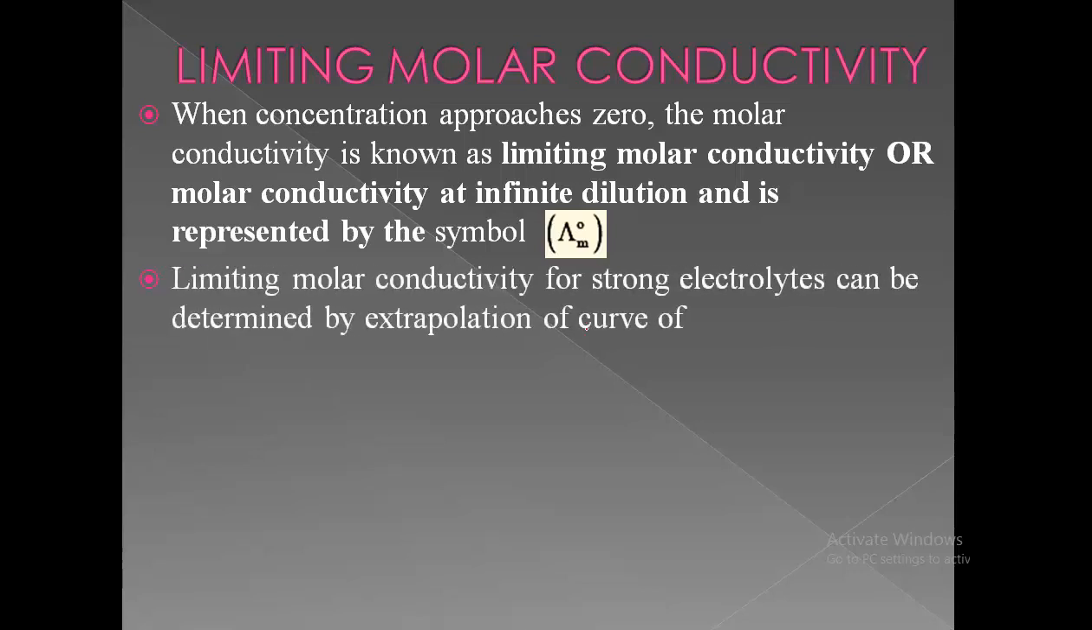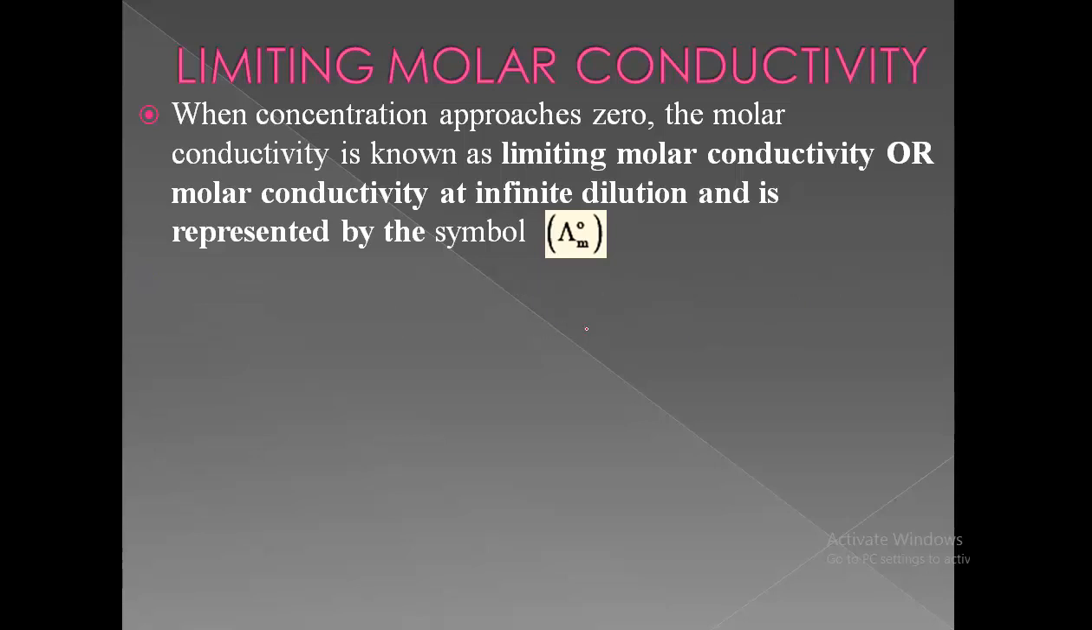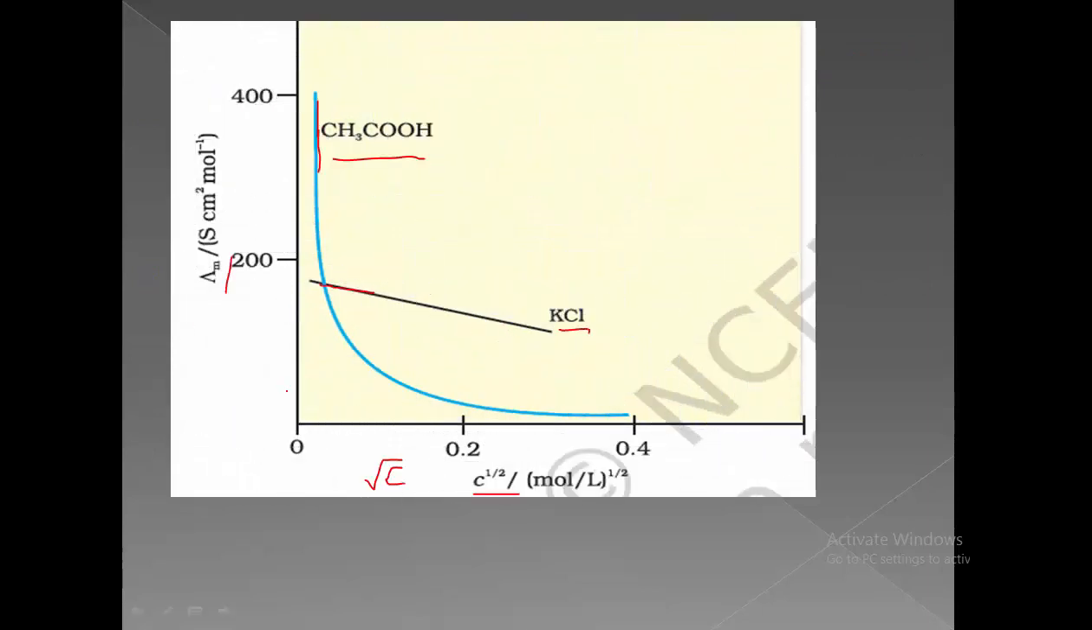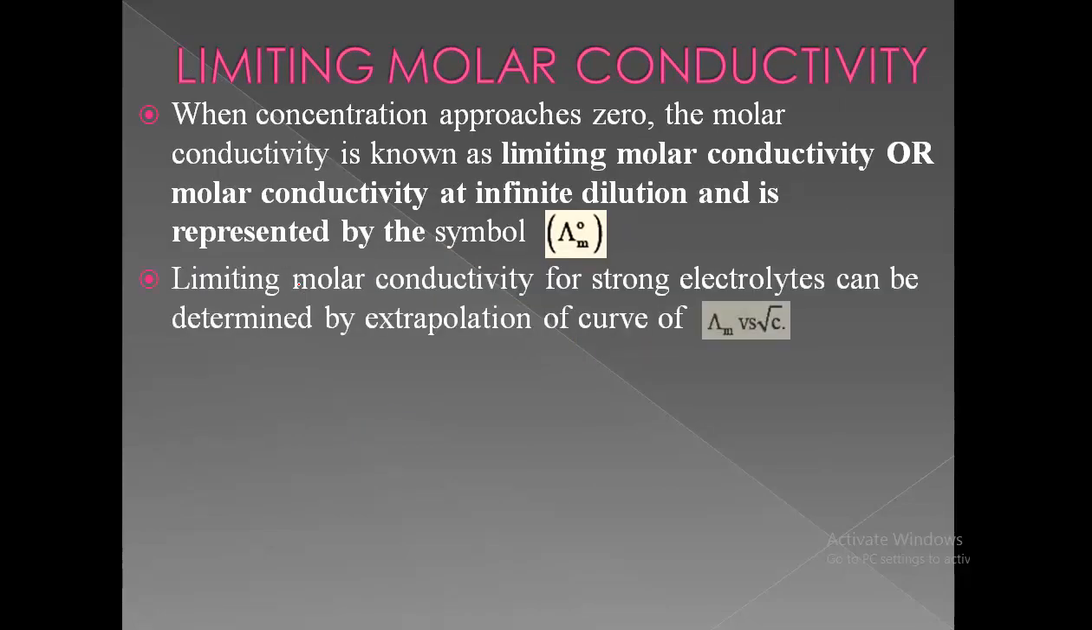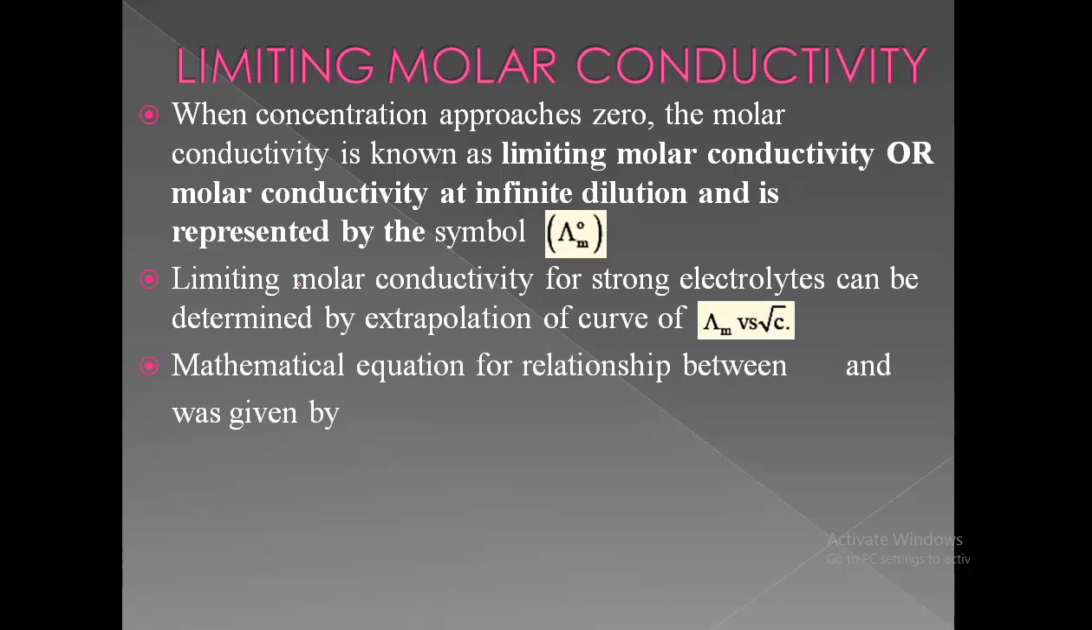The limiting molar conductivity for strong electrolytes can be determined by extrapolation of the curve of lambda m versus root c. If we look at the previous diagram, to find the limiting molar conductivity, lambda naught, we simply extrapolate this line for strong electrolytes. The concentration will be zero here, and at this point we get the limiting molar conductivity for strong electrolytes. But what about weak electrolytes? In case of weak electrolytes we get something different, which I will explain later.